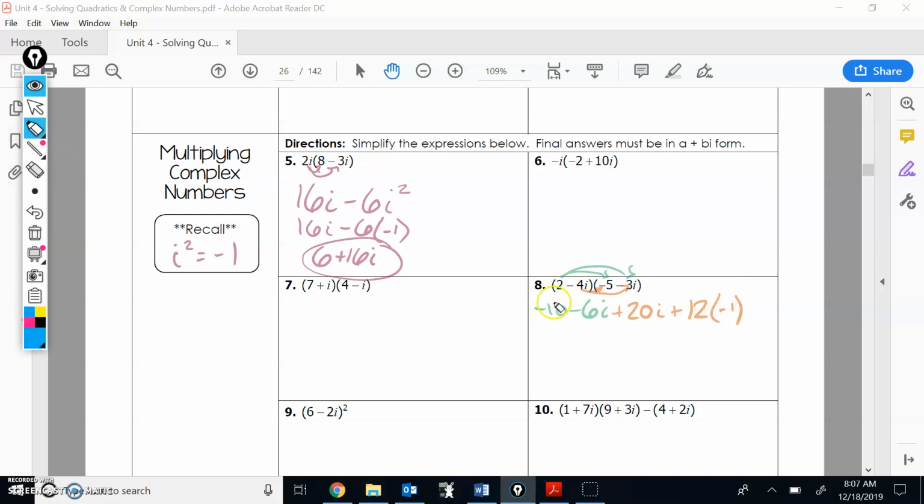Now we can combine like terms. Negative 10, and this is going to be a negative 12, makes negative 22. And then we have negative 6 i's plus 20 i's is a positive 14i. And this is your final answer in standard form. Write down what questions you have on adding, subtracting, and multiplying imaginary numbers.